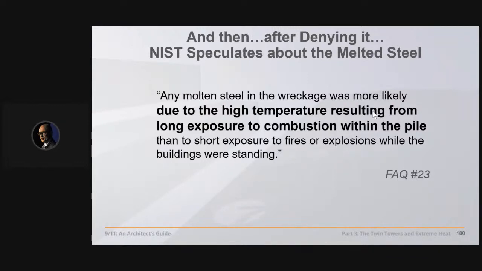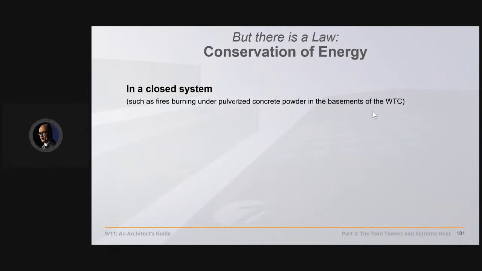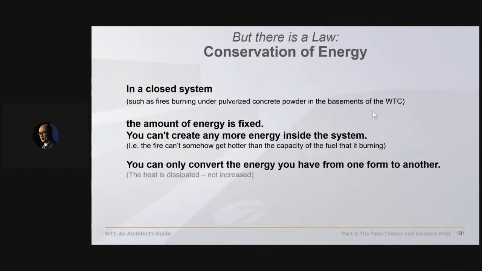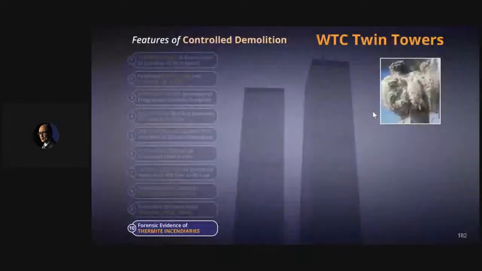Is that true? Because there's a law, you know, conservation of energy in a closed system, such as fires burning under pulverized concrete powder in the basements of the World Trade Center. The amount of energy is fixed. You can't create any more energy inside the system. In other words, the fire can't somehow get hotter than the capacity of the fuel that is burning. You can only convert that energy from one form to another. So the heat is dissipated. It's not increased. So another feeble attempt of explaining away fundamental truths revealed by the evidence you're looking at today.